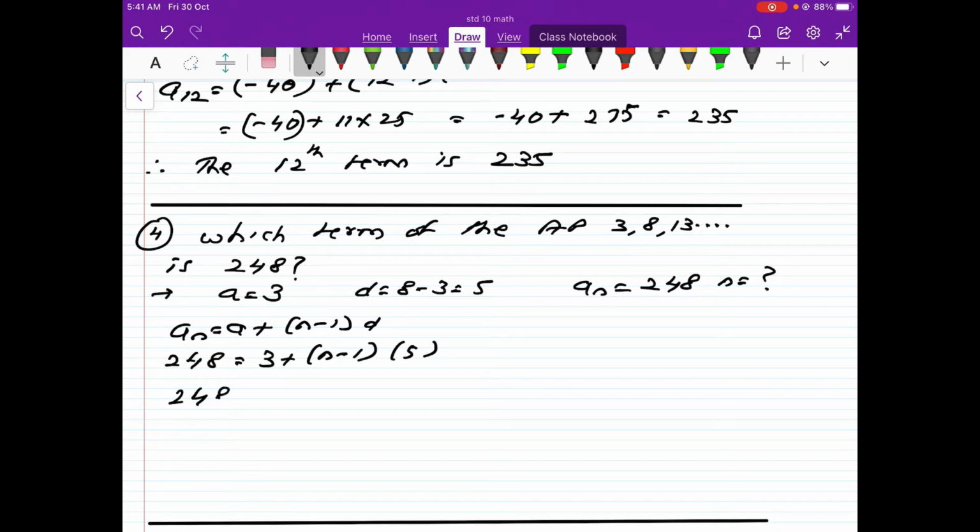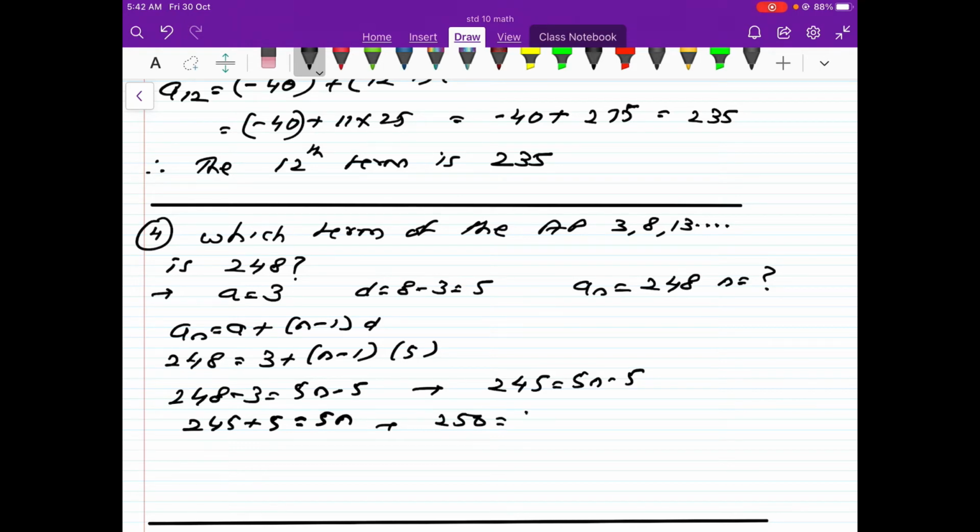So this is 248 minus 3 is equal to 5n minus 5. So 248 minus 3 means it is 245 is equal to 5n minus 5. 245 plus 5 is equal to 5n. It is 250 is equal to 5n. Therefore n is equal to 250 upon 5, which means 50.